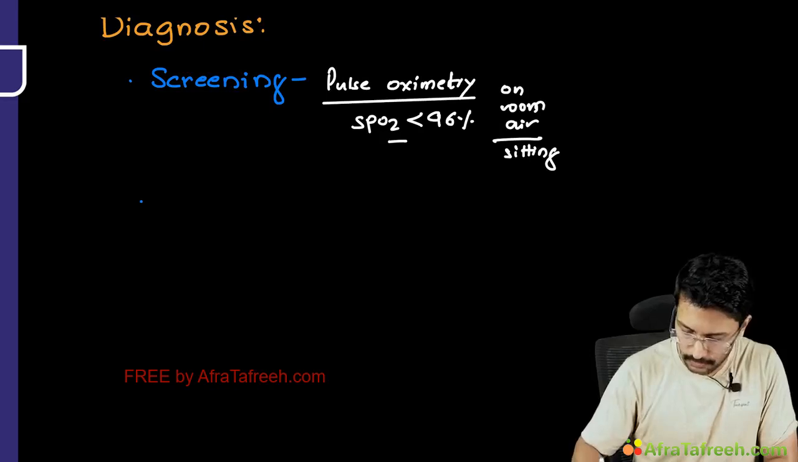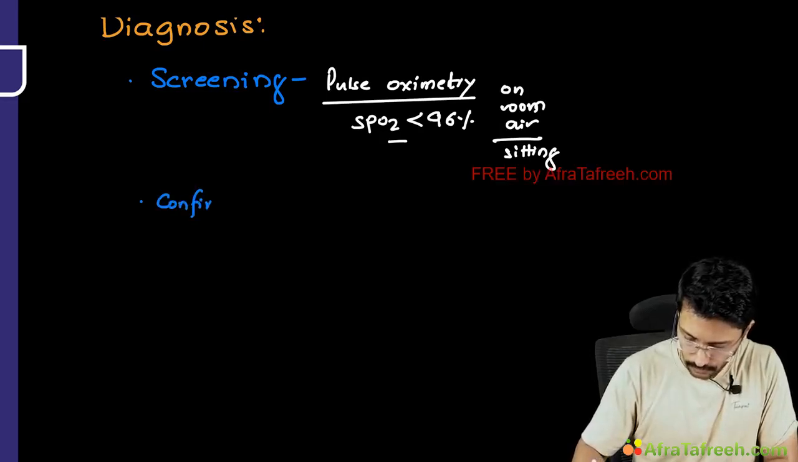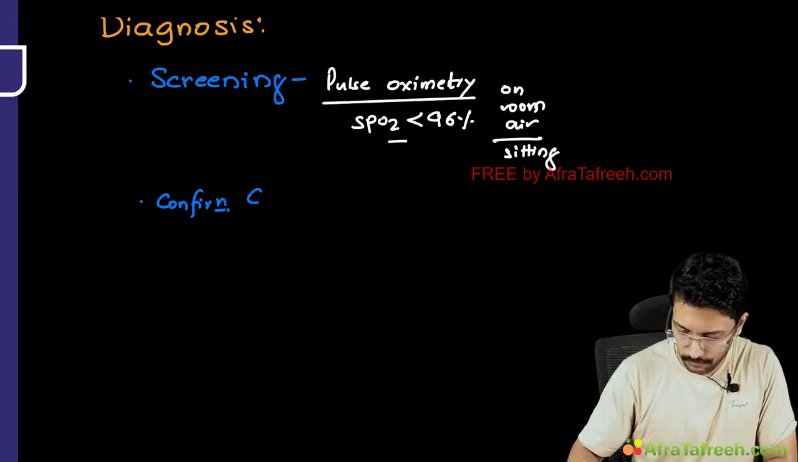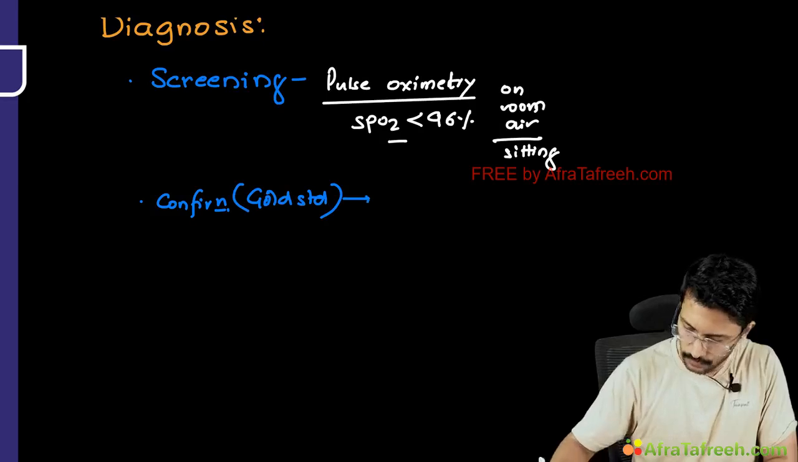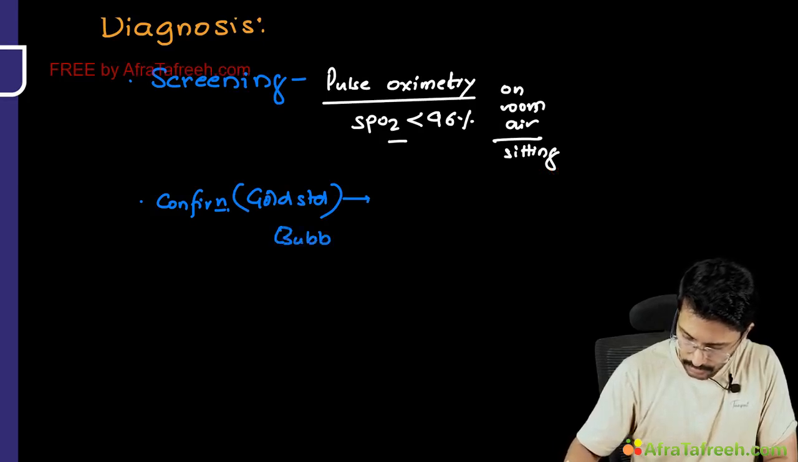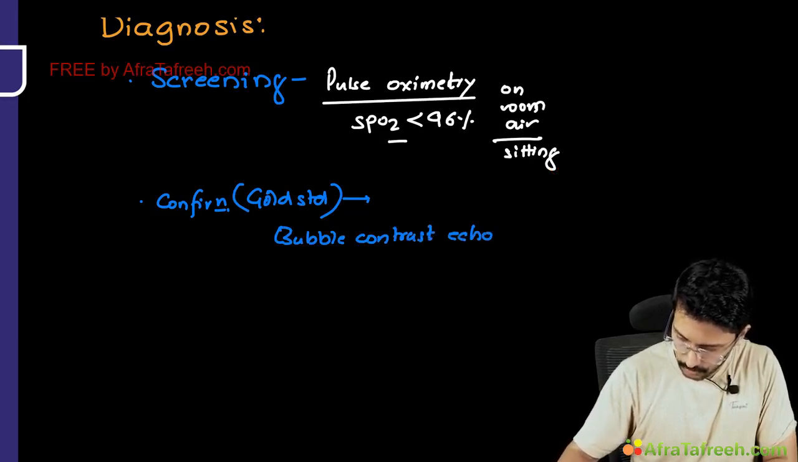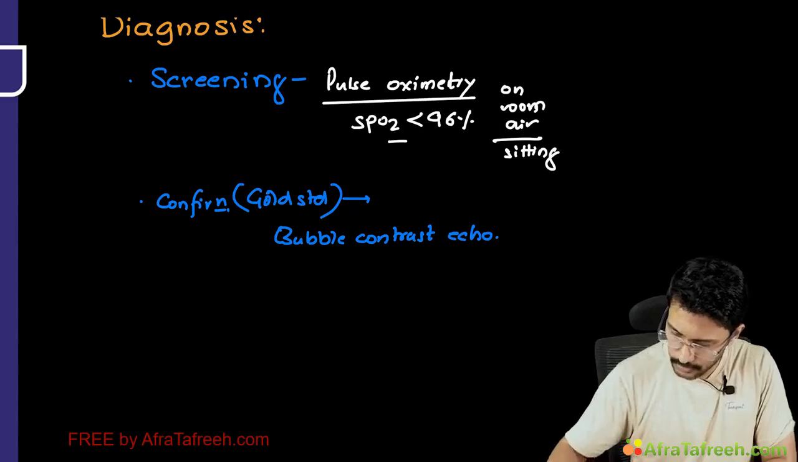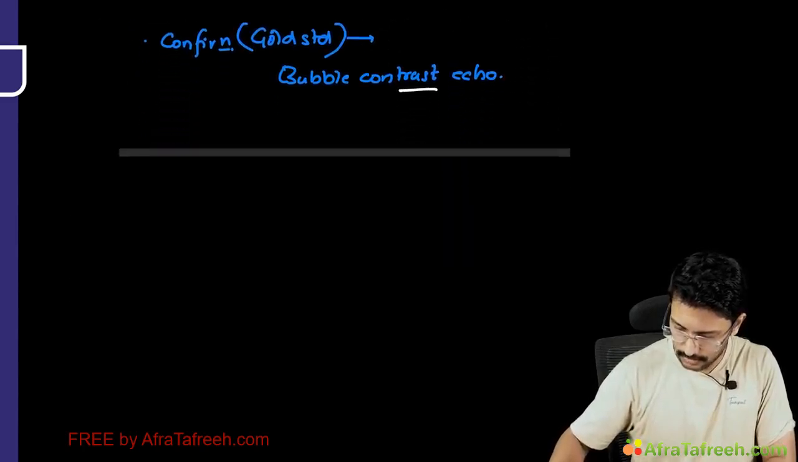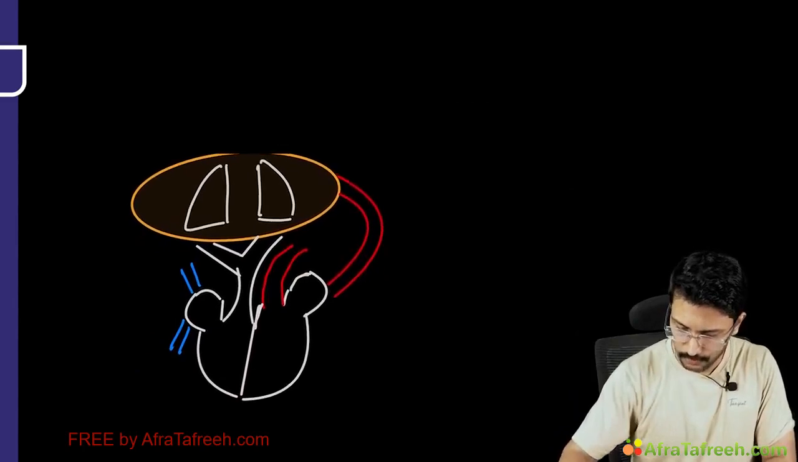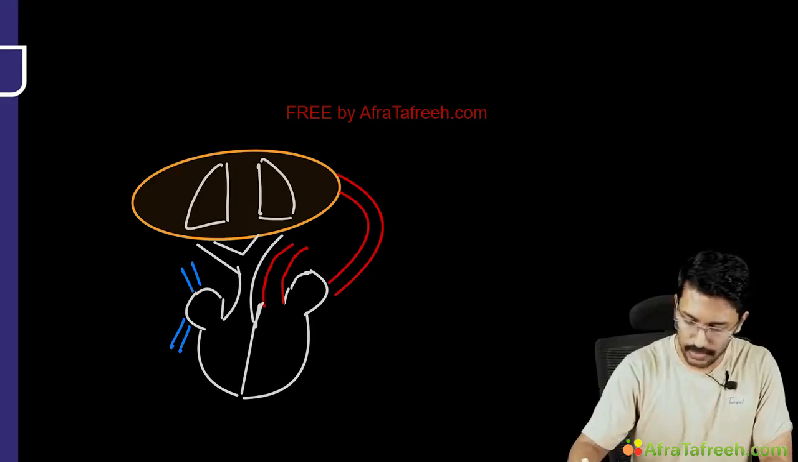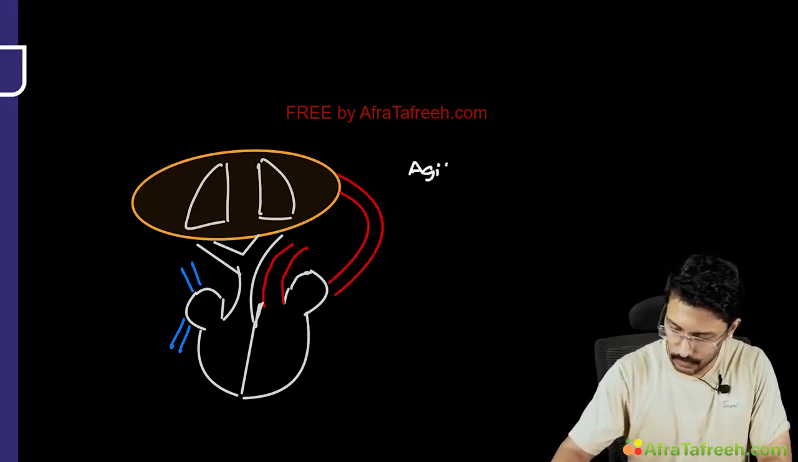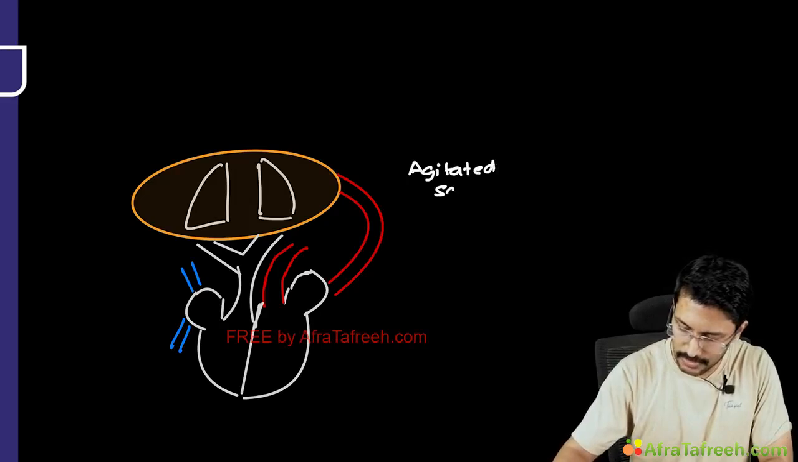So what is the definitive or confirmatory test? The gold standard confirmatory test is bubble contrast echocardiogram, right? That is the gold standard. So what we do is inject the patient's upper limb or arm with agitated saline. The contrast here is nothing but agitated saline, so some of the books also mention it as agitated saline echo.